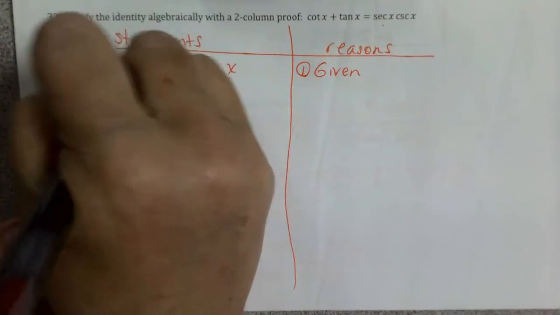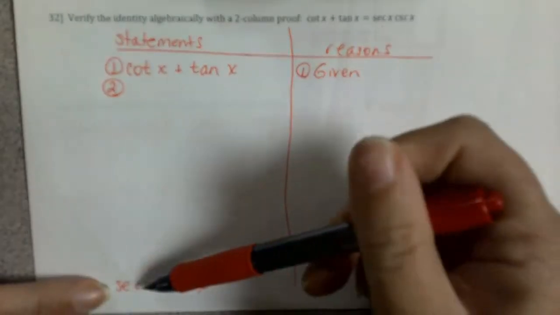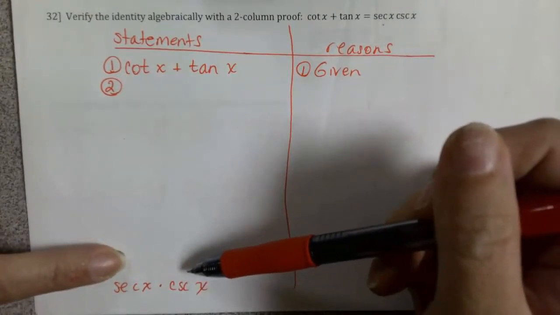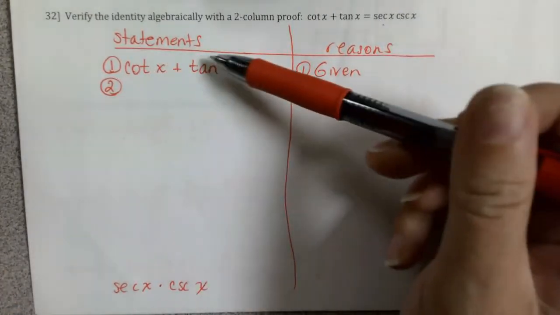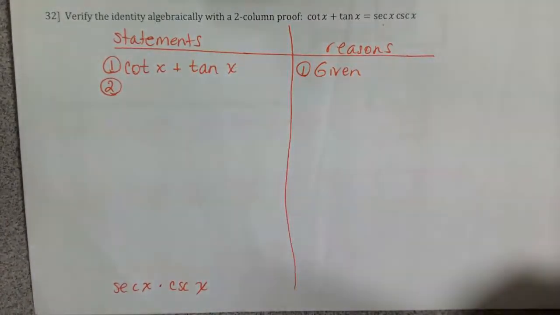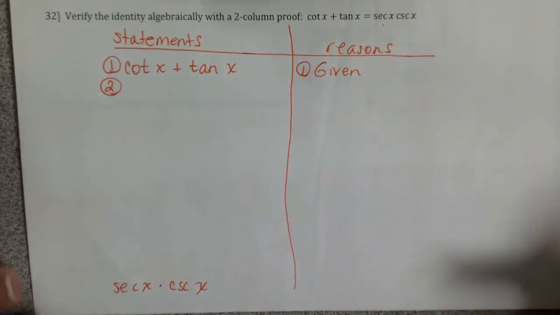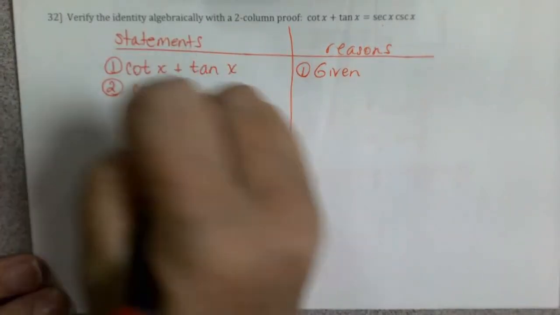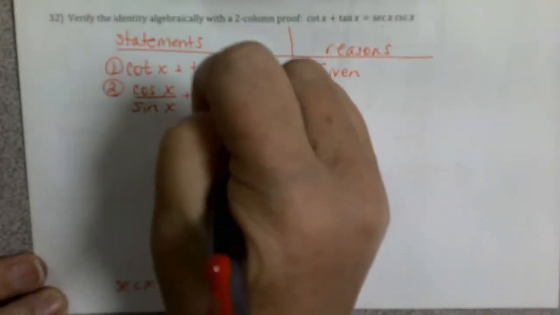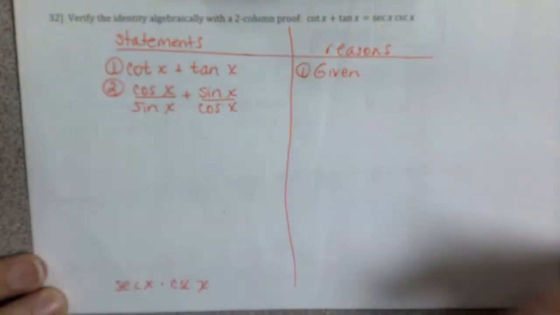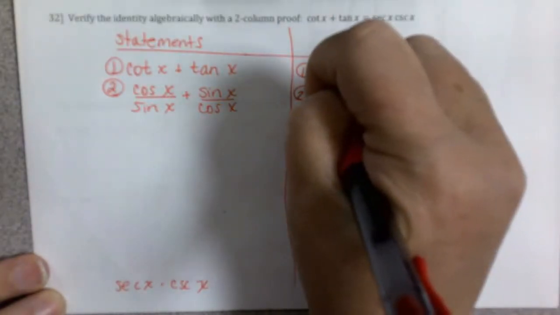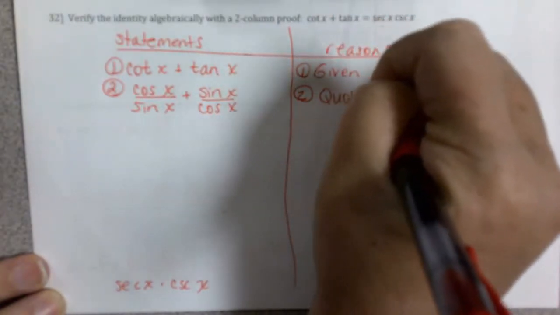So if we know we want to end up with secants and cosecants, those are the reciprocal of cosine and sine. So let's start by using quotient identities to rewrite cotangent and tangent in terms of sines and cosines. So cotangent is the cosine of x divided by the sine of x, and tangent is the sine divided by the cosine. And the reason we could use those substitutions were quotient identities.